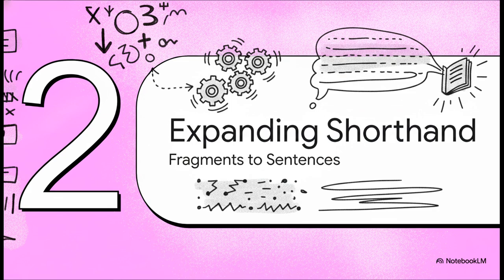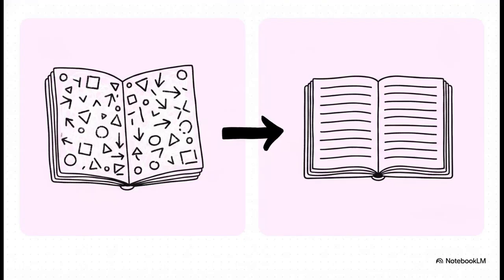Which brings us to Section 2, expanding your shorthand. We're moving from fragments to full sentences. This brilliantly illustrates the exact transformation we're aiming for here. On one side, we've got that raw shorthand. Maybe you jotted down a $ sign or wrote etc. or used a quick arrow to represent the phrase led to. Or maybe you just scribbled approx for approximately or a C for century.